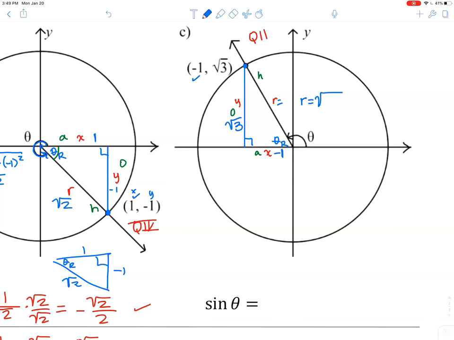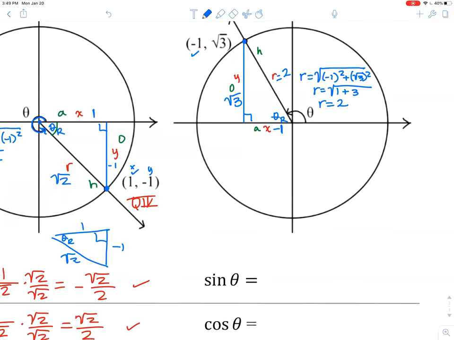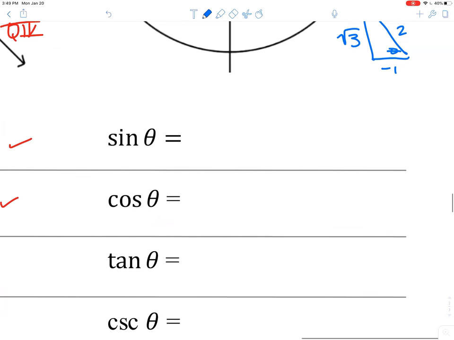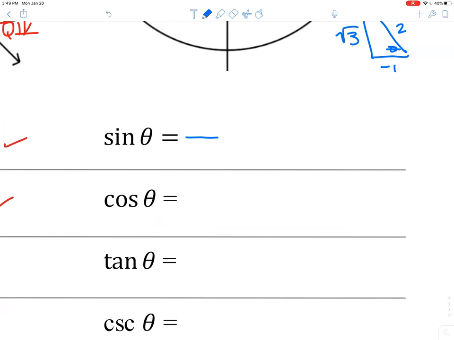And so Pythagorean theorem, here we come. Radius is equal to the square root of -1 squared plus the square root of 3 squared. I'm going to do a little math here. So that's 1 plus 3, so that's the square root of 4, which is 2. And so we get that measure there, and there you have solved that right triangle. And so, again, you could pull that information out if you want to. There's theta, square root of 3, -1, 2, if that's helpful as you come down here to do your math.